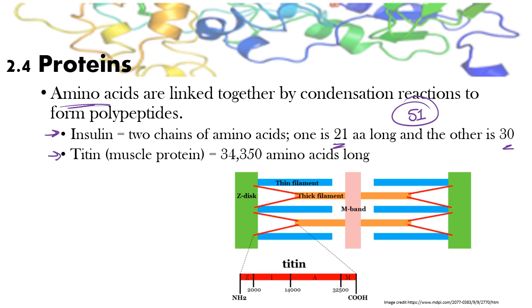Titin is in our muscle. It helps to hold this thick filament. It's called myosin. Helps to hold the myosin into our muscle fibers. Titin is a protein that is composed of, oh my goodness, 34,000 amino acids. So again, the size of our proteins can vary quite a bit.